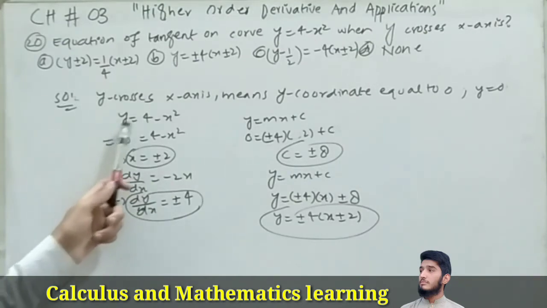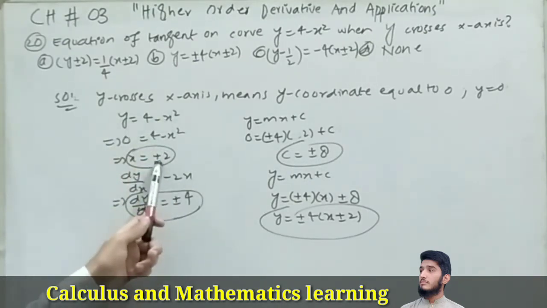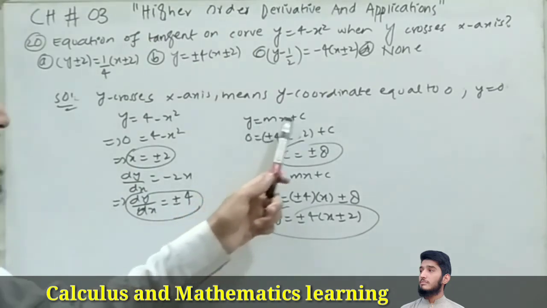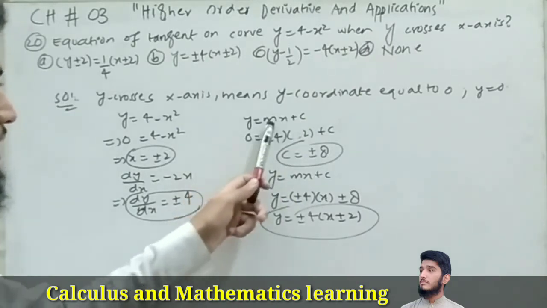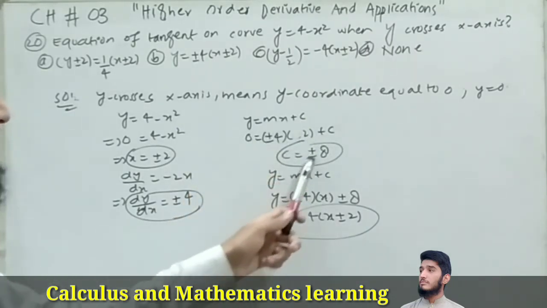Now take the derivative of this function, it will give us minus 2x. By putting x as plus minus 2, it will give us dy by dx, the slope, as plus minus 4. Y is equal to mx plus c, this is the equation of tangent line. We are finding c from here. Y is 0, m is plus minus 4, x is 2, so c is plus minus 8.